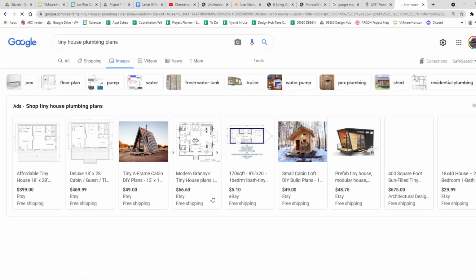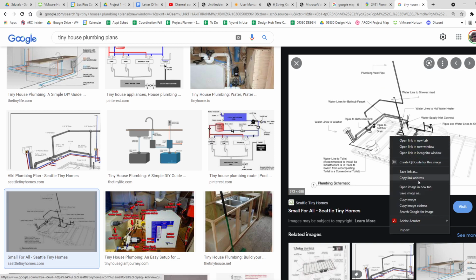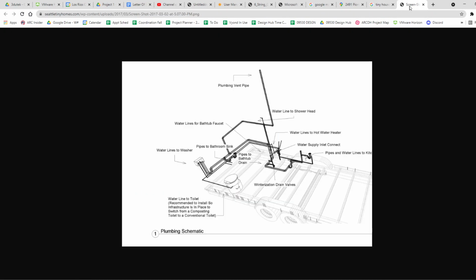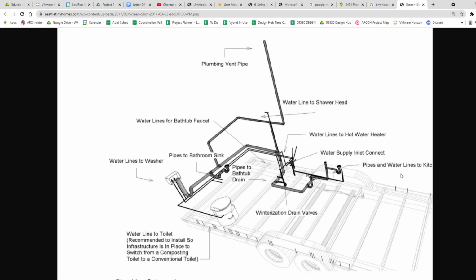So this is another pretty good one, I think. That's another pretty nice looking one, right? Because it's kind of showing how things are. You know, it's showing that you got the vent pipe. This is a really nice one. Basically, water supply inlet, water lines to the hot water heater. I mean, this is just nice. Another very, very nice one.